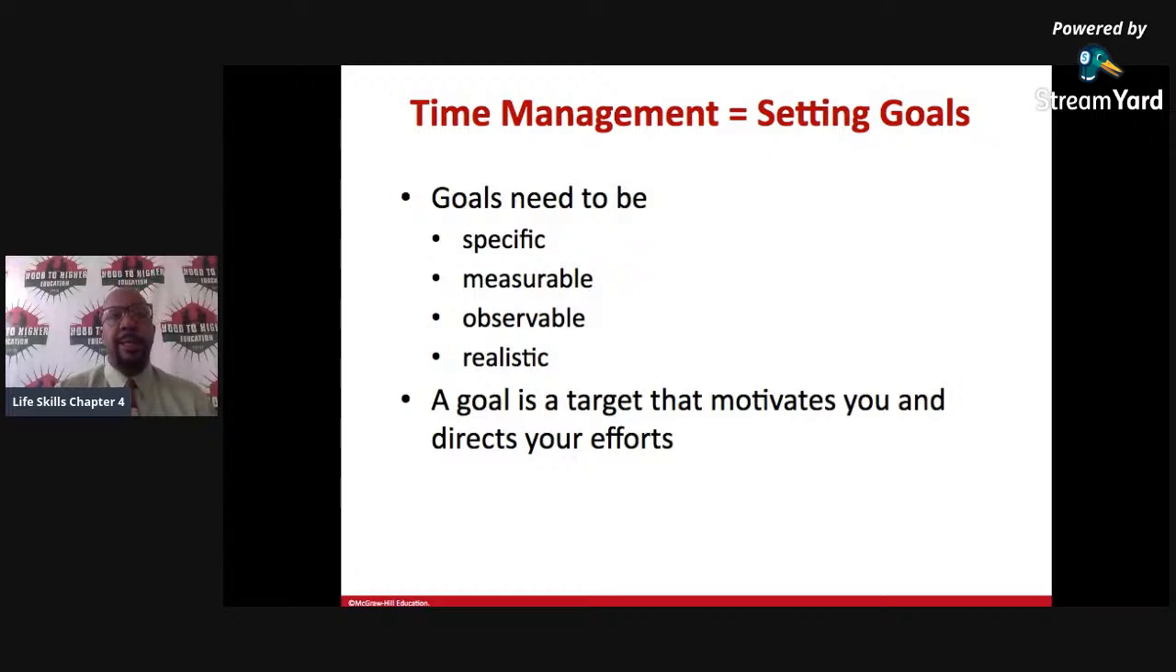Time management and setting goals. Goals need to be specific, measurable, observable, and realistic. Specific in terms of when we are setting clear, intentional goals, one of them could be, I plan on graduating from my community college in 2 to 3 years. This is very specific. This is intentional.